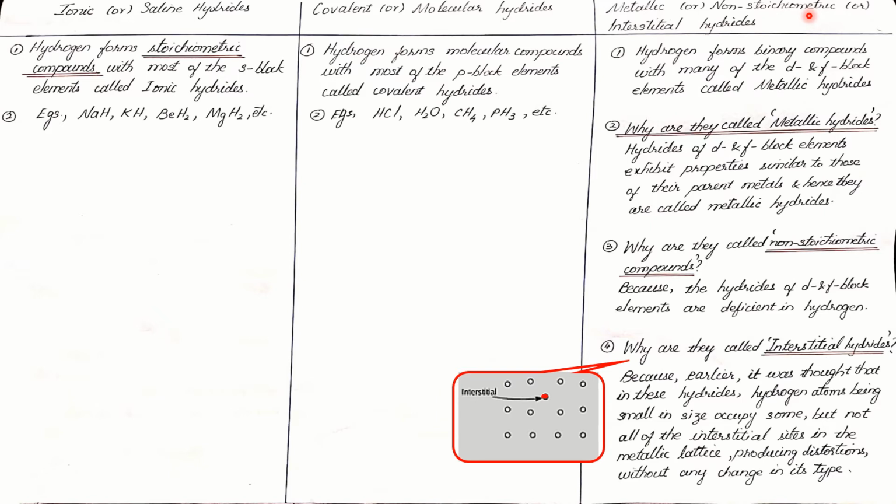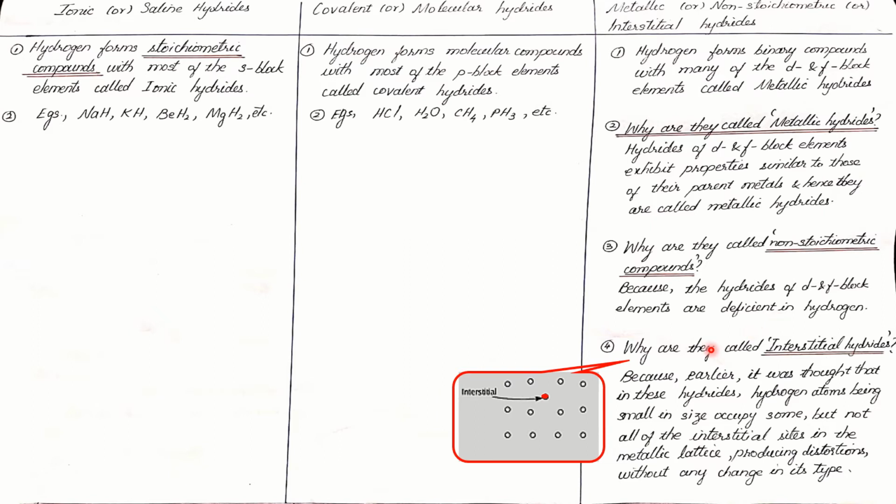Ionic hydrides are called stoichiometric compounds. Metallic hydrides are non-stoichiometric compounds. Why? Because the hydrides of D and F block elements are deficient in hydrogen. Their compositions do not correspond to a simple whole number ratio. You will understand this when I show you an example of a metallic hydride.